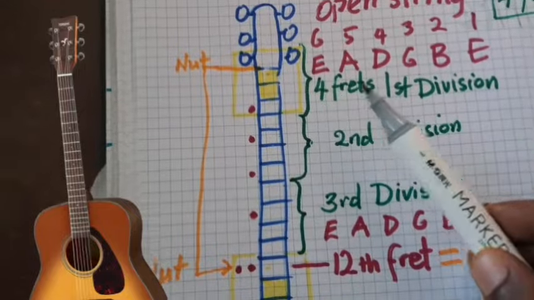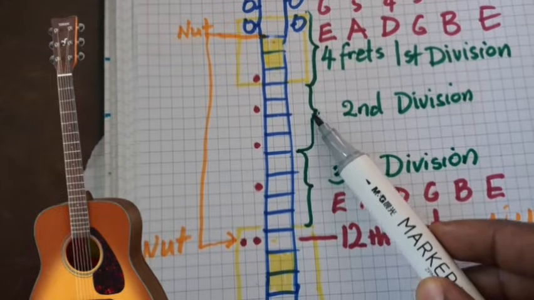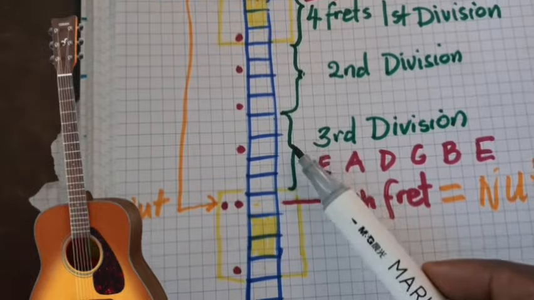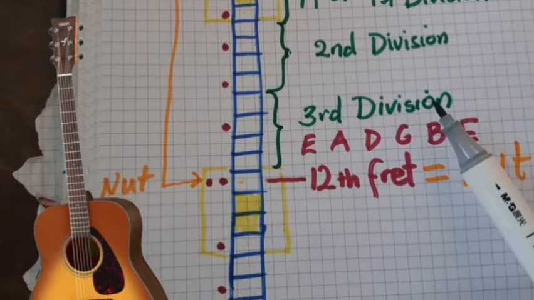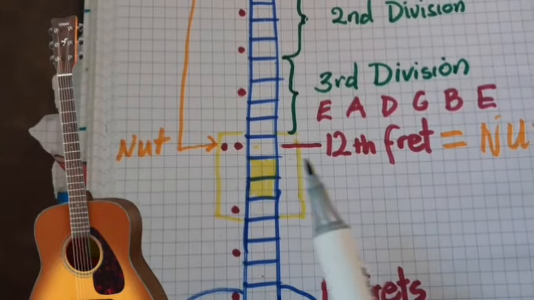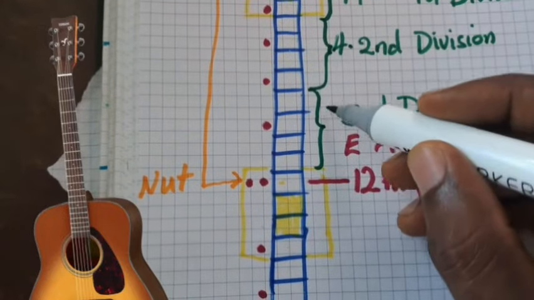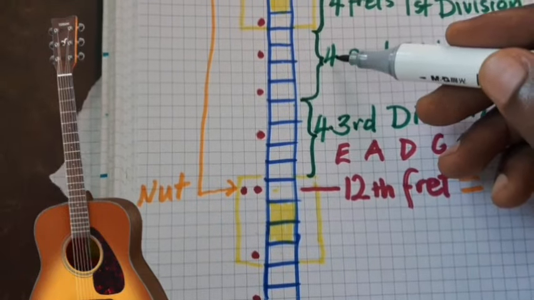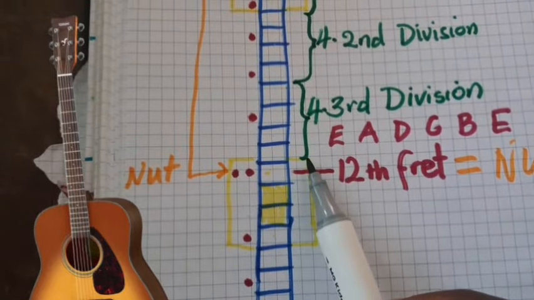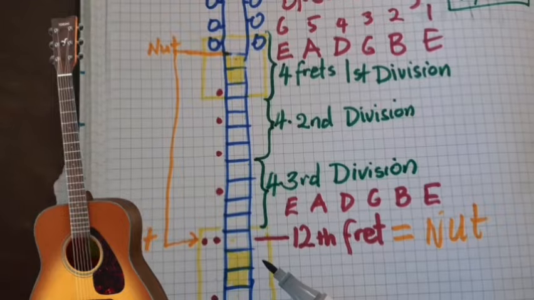So we have 4 frets, which are the first division. The second 4 frets are the second division. The third 4 frets are the third division. So 4 plus 4 plus 4 brings us to 12. 4 plus 4, 8, plus 4, 12. So that's why at the end of the third set of 4, we have another guitar.